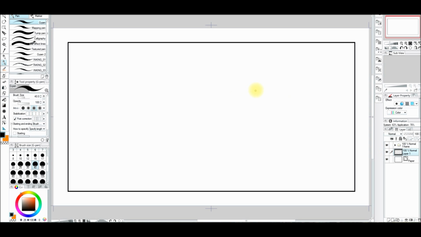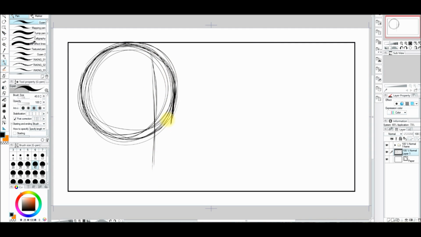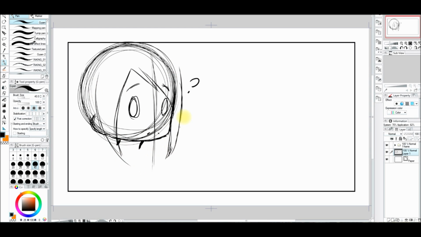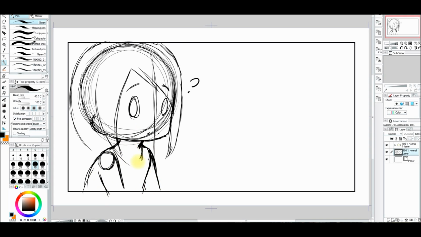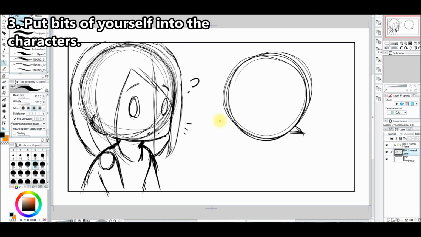So if you're just starting out, maybe stick to like 2 or 3 characters that are the main important part of the story. Like my Next Door Neighbors, the 4 important characters are Doris, Annabelle, Brayson, and Chase. So I feel like 4 is even a little much for me, but I feel like I'm doing okay with it. And the last tip is put bits of yourself into the characters.